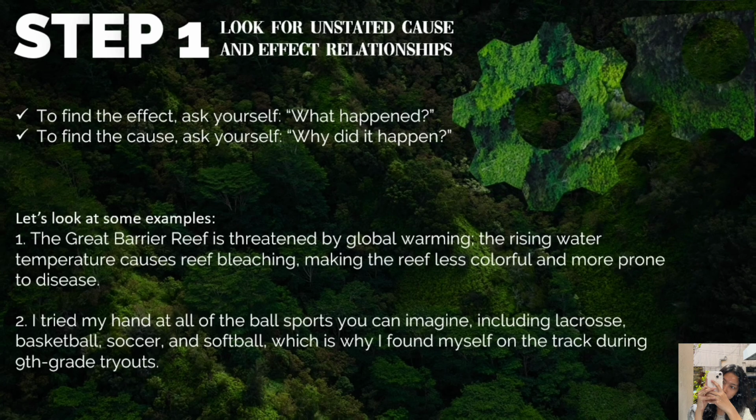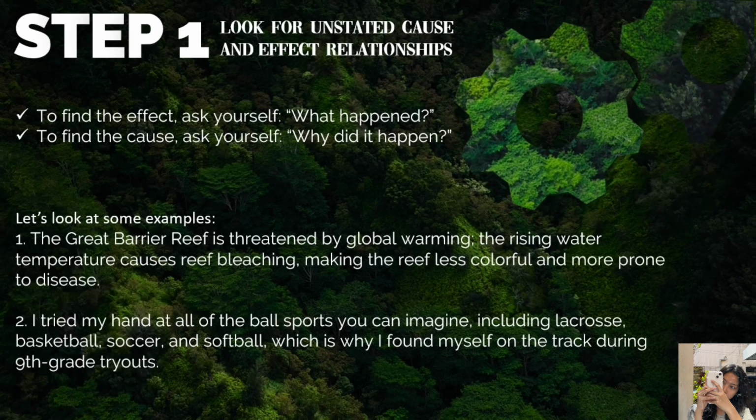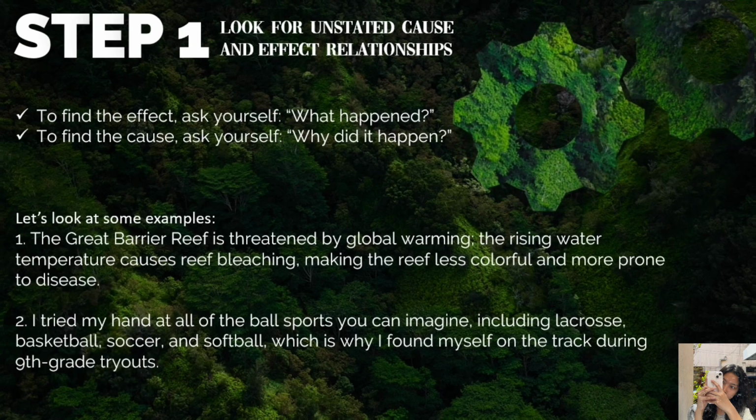To find the effect, ask yourself, what happened? To find the cause, ask yourself, why did it happen? Let's look at some examples. The first example: the Great Barrier Reef is threatened by global warming. The rising water temperature causes reef bleaching, making the reef less colorful and more prone to disease.